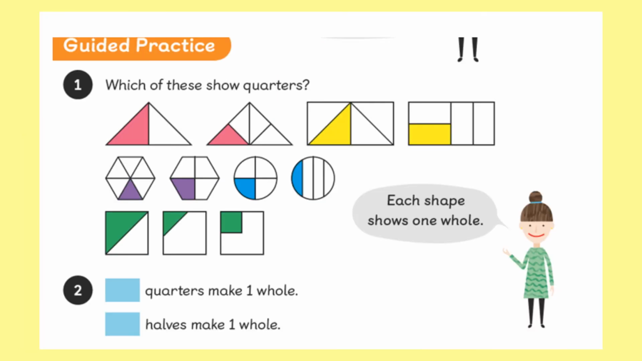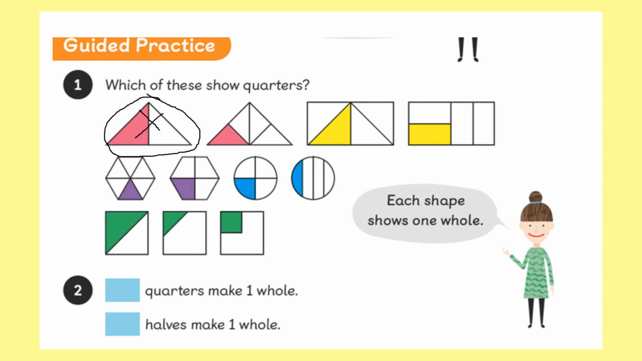Okay, guys, so let's have a look at our guided practice. Let's have a go at doing this together. So it asks us, number 1, it says, which of these shows quarters? Well, what do we know about quarters? Quarters is when there's 4 equal parts. There has to be 4 equal parts. Right, has this one here, has this triangle been cut into 4 equal parts? No, it's been cut into 2 equal parts, and we call that halves. It's been cut into halves.